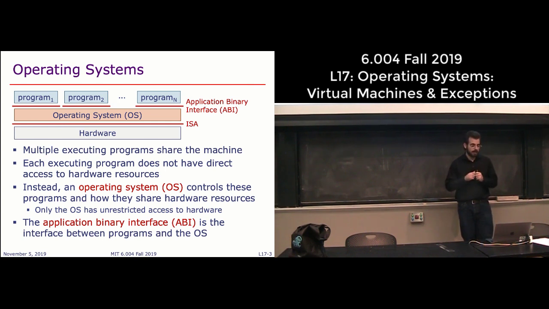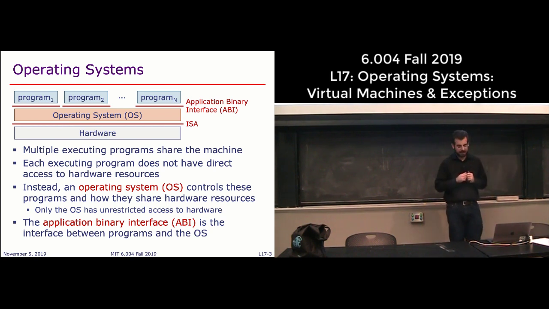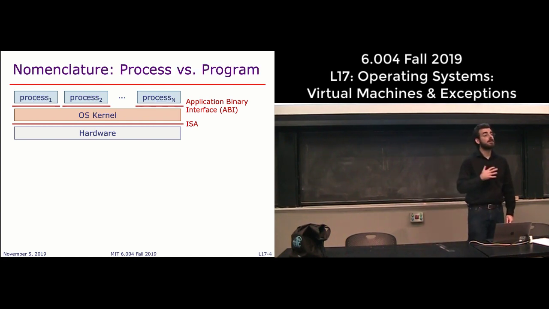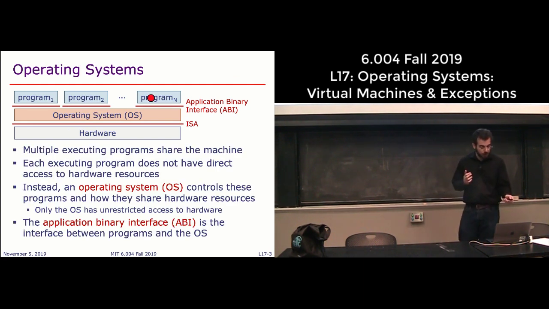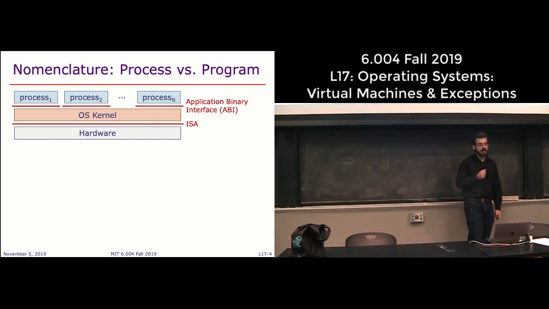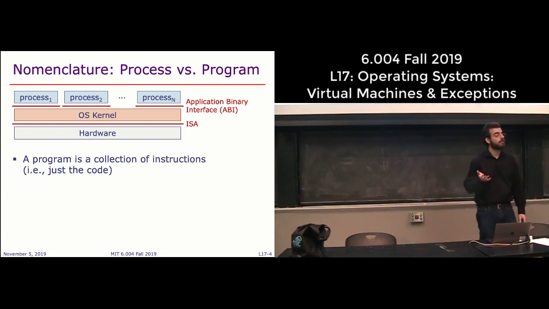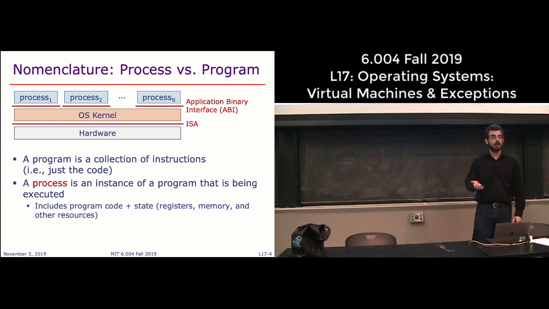So before we dive into the details of operating systems, this figure is a little bit imprecise. And to make it precise, I need to introduce a new concept, that is the concept of a process and the difference between a process and a program. In this slide, we have multiple programs that are running and sharing the machine. But really, when we are talking about operating systems, and in general from now on, I want to make the distinction between a program and a process. So a program is just a collection of instructions. It's just the code. Whereas a process is a running program. It's an instance of a program that's currently being executed.